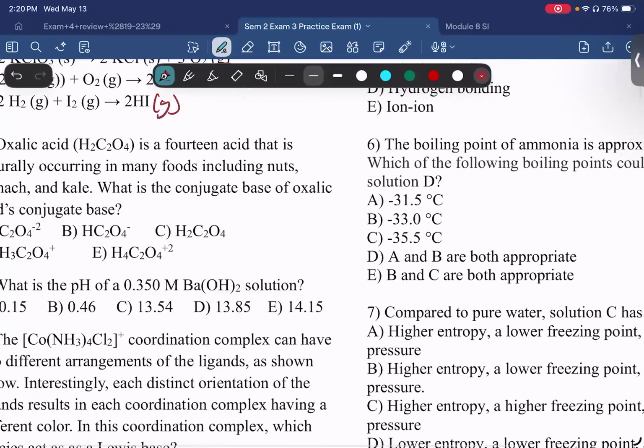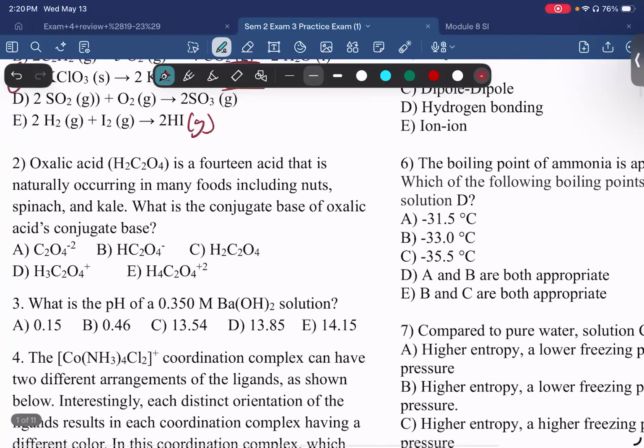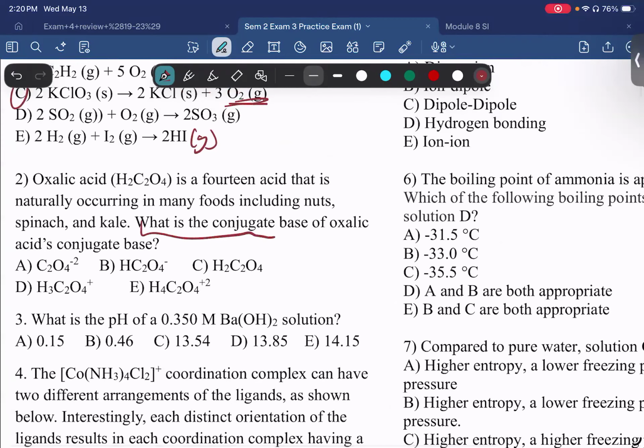Okay. For two, the Bronsted-Lowry acid base definition. So this is such a weird sentence. What is the conjugate base of oxalic acid's conjugate base? But it's basically just what is the conjugate base of the acid. So as you know, in the Bronsted-Lowry acid base definition, the conjugate base would have one less hydrogen. So the answer choice here would be choice B.